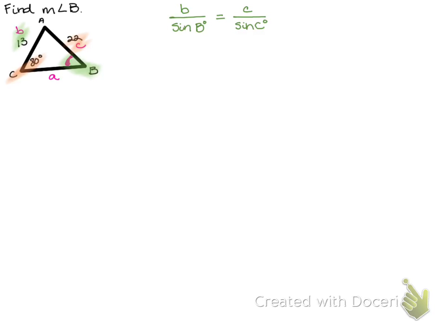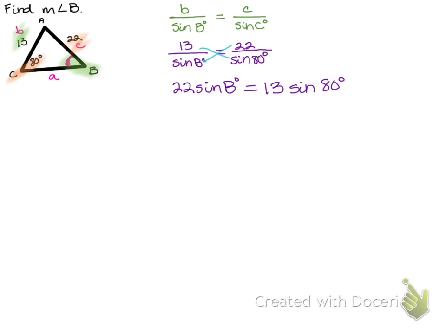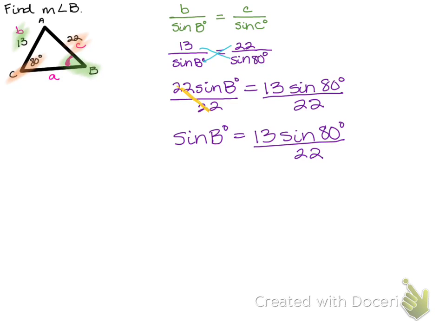Okay, so let's substitute what we have. 13 over sine B, remember capital B is what we're looking for, angle B is what we're looking for, so we leave that as the letter, equals 22 over sine 80. Now we're going to cross multiply. So I get 22 sine B equals 13 sine 80. Now here's a little different. First thing I'm going to do is divide by 22 on both sides because I want to get B by itself. So I get sine B equals 13 sine 80 over 22.